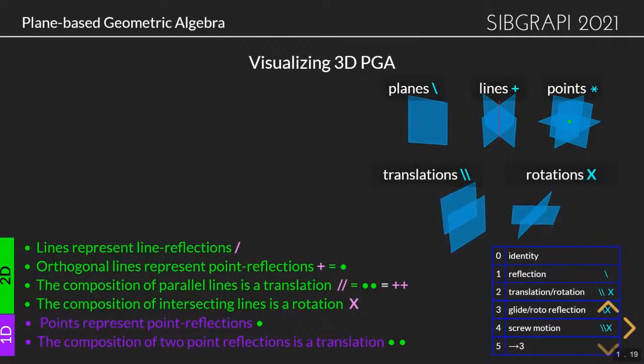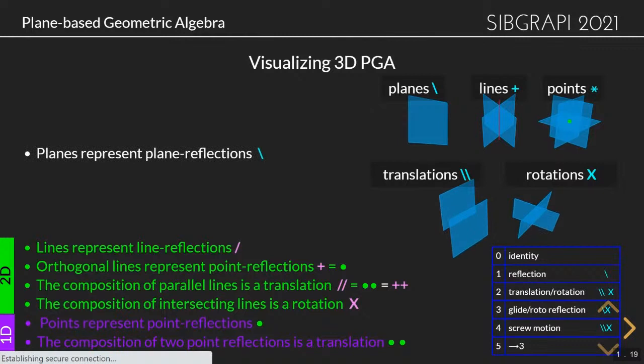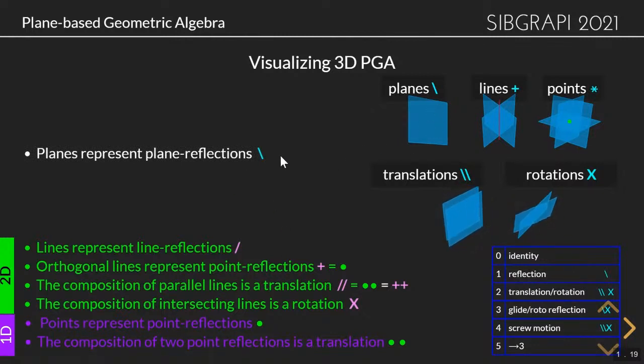So we can now see that these things that we learned in 1D PGA, they were still valid in 2D PGA because we made this mapping that said orthogonal line reflections are point reflections. And that makes all of these formulas work in two dimensions. So when we go to three dimensions, we basically want the same thing. We have now our planes that will represent the plane reflections. And there was no good symbol. So the front slash is the line and the back slash is the plane.